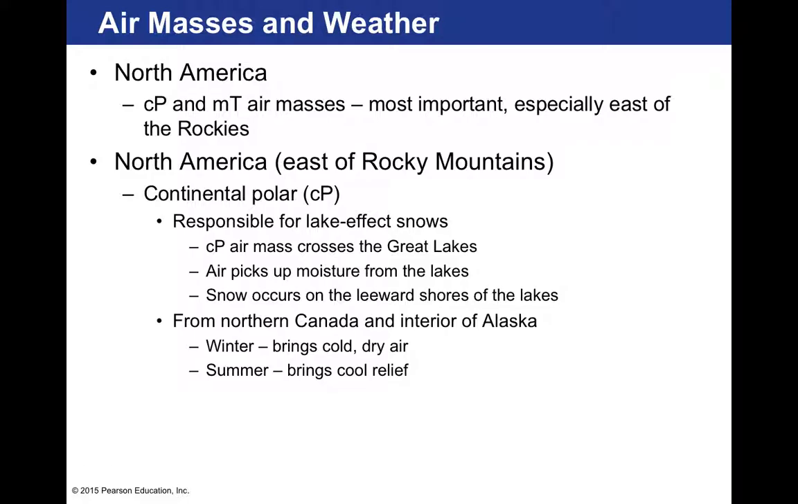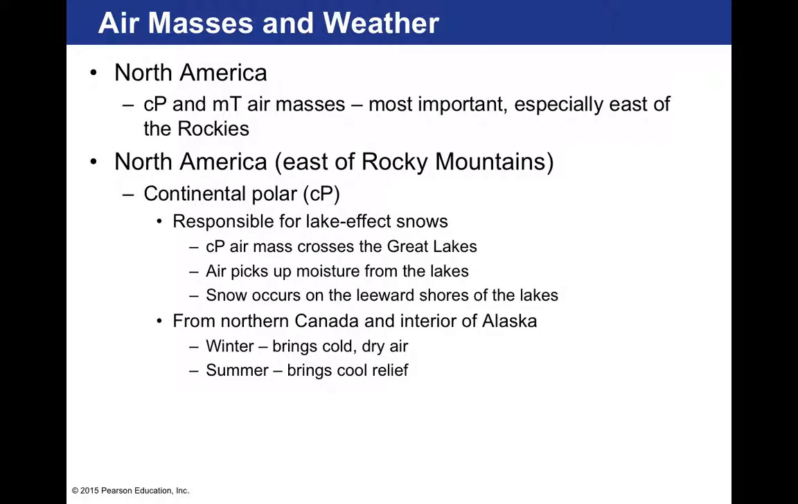So in North America, the continental polar and maritime tropical air masses are the most important, especially east of the Rockies. In North America, the continental polar air mass is responsible for lake effect snows. Those air masses cross the Great Lakes, the air picks up moisture from those lakes, and then snow occurs on the leeward shores or the easterly side of those lakes. Actually, Scranton, Pennsylvania is very often affected by lake effect snow. But New York State, northern Ohio, Michigan, those areas are severely affected by those lake effect snows.